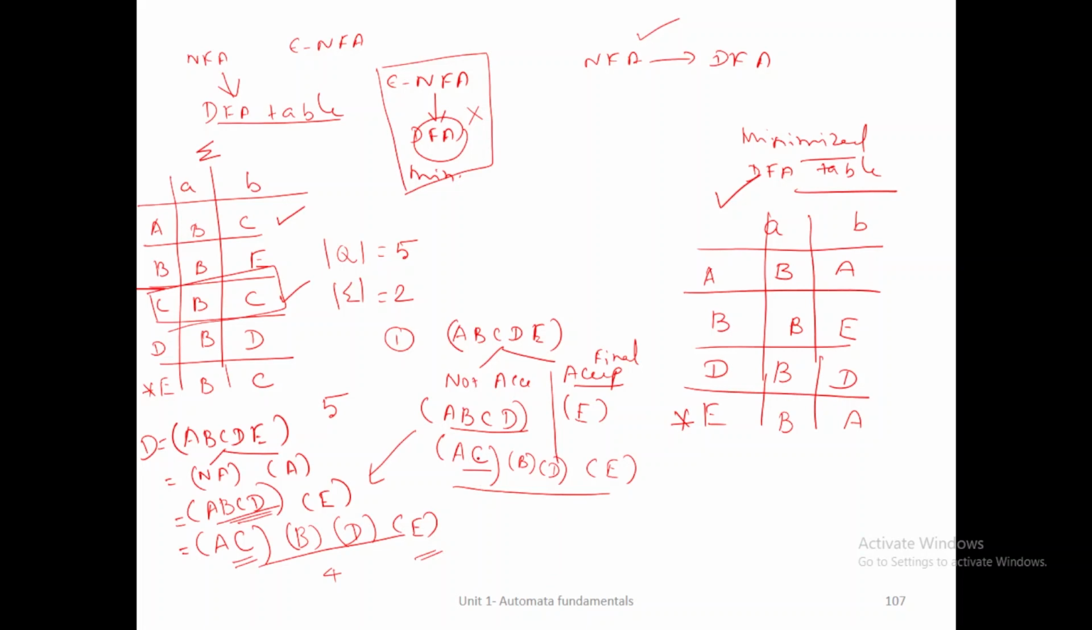So only how many states are there? 1, 2, 3, 4. Only 4 states are possible. So I write that state.